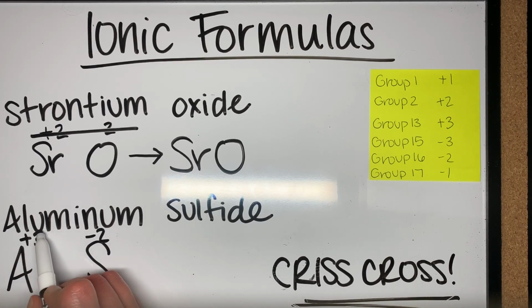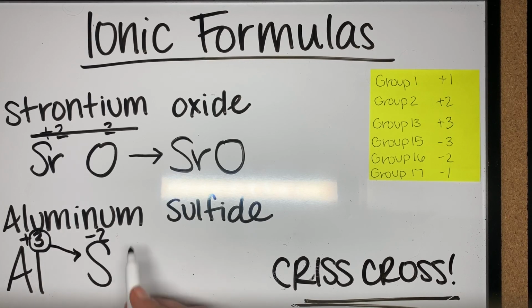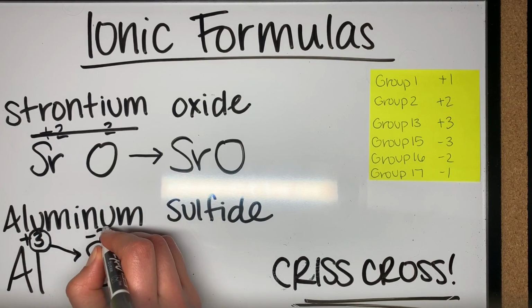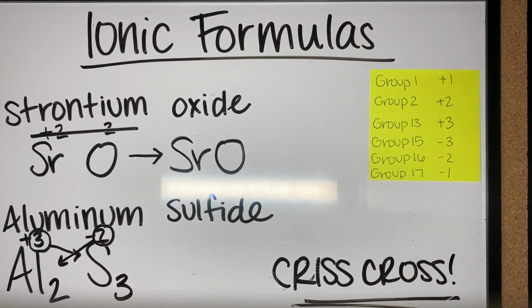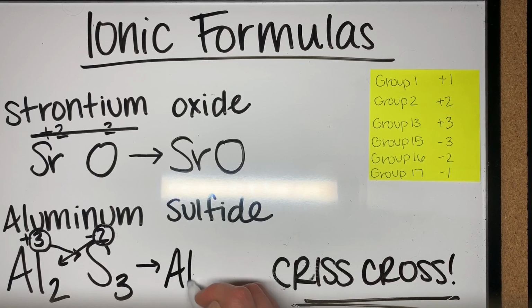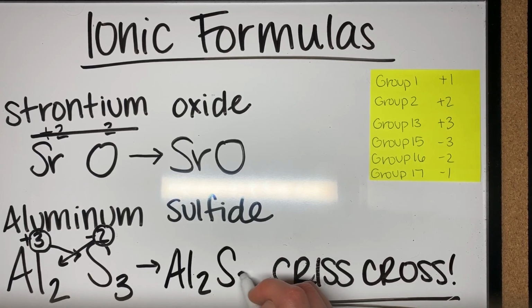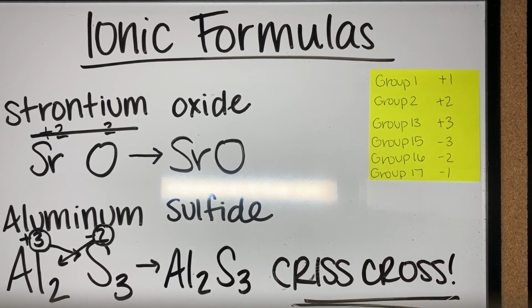So we are going to take this number above the aluminum, and we are going to put it as a subscript on the sulfur. And then we're going to take the number above the sulfur and put it as a subscript on the aluminum. To clean this up, you should have gotten Al2S3 as your correct formula for aluminum sulfide. And that's how you name basic ionic compounds.